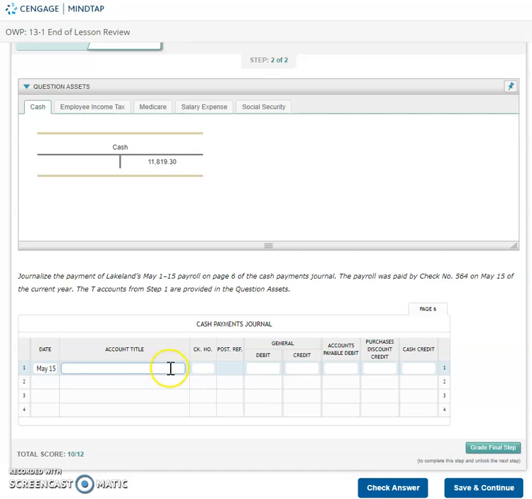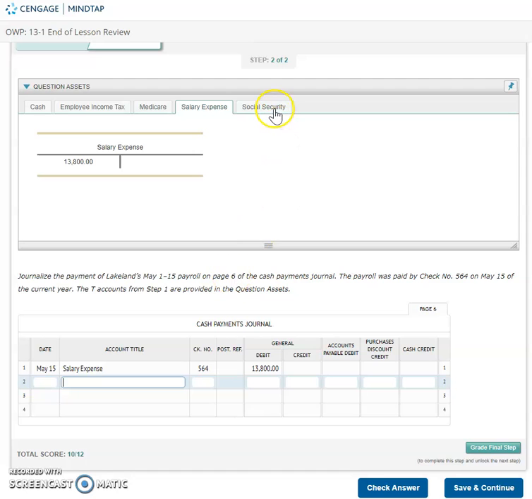And then really all I'm going to be doing is copying my information, my T accounts that I did in step number 1, and putting them into my journal. So I remember that I debited my salary expense. So that's going to be the first thing I'm going to put in: salary expense. My check number, they tell me here in the directions, is 564. I'm going to debit that for this $13,800.